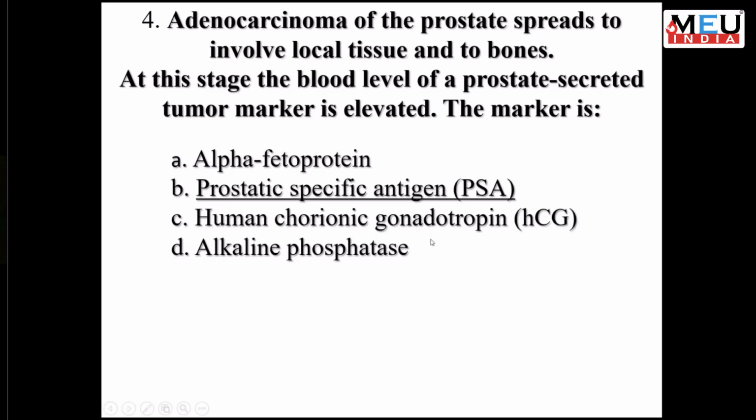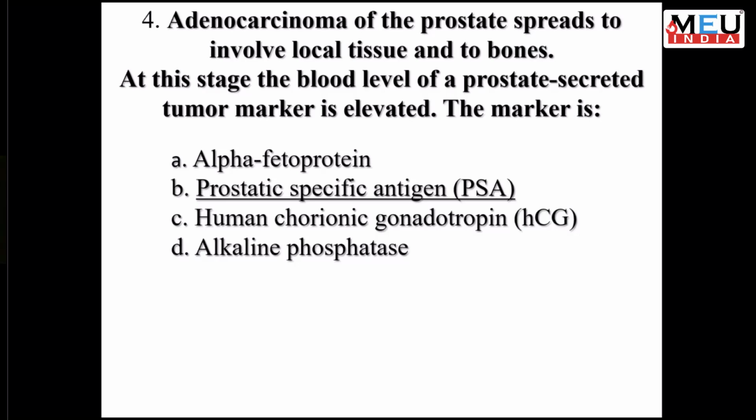Yes, ma'am. Adenocarcinoma prostate spreads to involve local tissue and bones. At this stage, the blood level of a prostate-secreting tumor marker is elevated. The marker is alpha-fetoprotein, prostate-specific antigen, human chorionic gonadotropin, or alkaline phosphatase. We can give the answer prostate-specific antigen here. We can discuss PSA, what the normal level is, where it is increased, and where it is decreased.